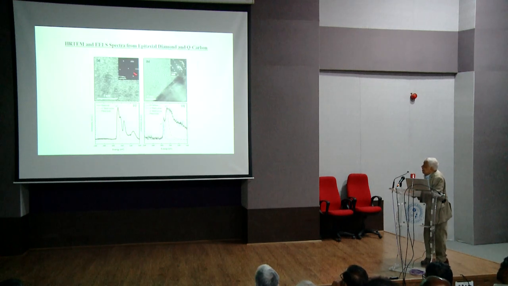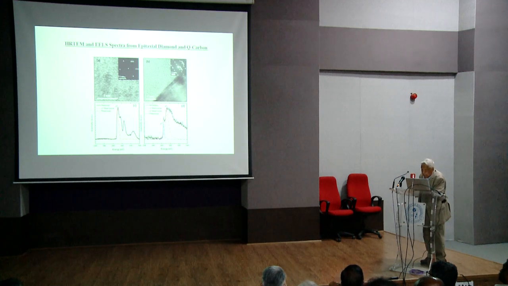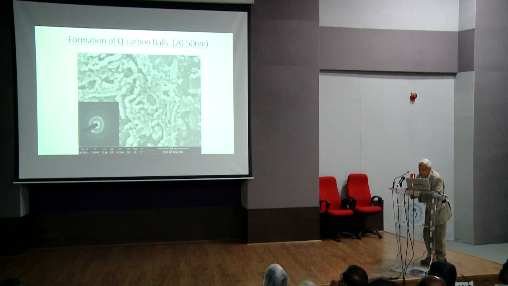Now, this is the detailed characterization. This shows high resolution TEM, and this is the diffraction for diamond, this is for Q-carbon. And this is in situ yields. For diamond, from this you can see that it is 100% sp3 bonded. Q-carbon has 80% sp3 and 20% sp2, and that is the source of ferromagnetism.